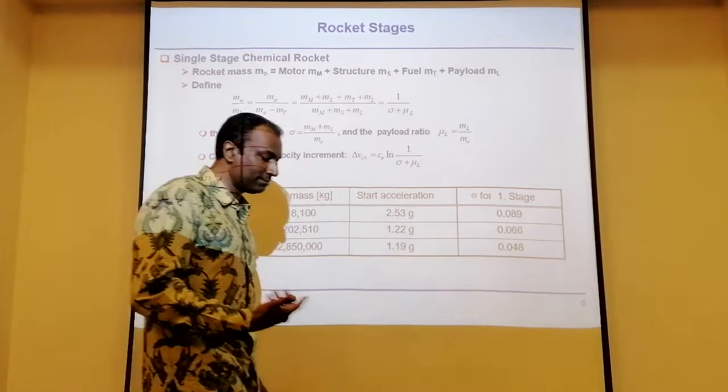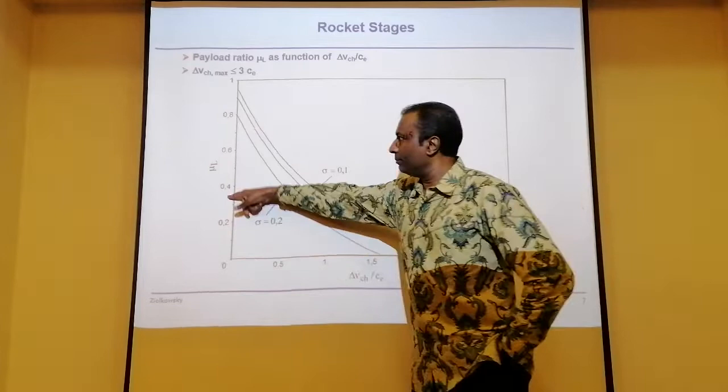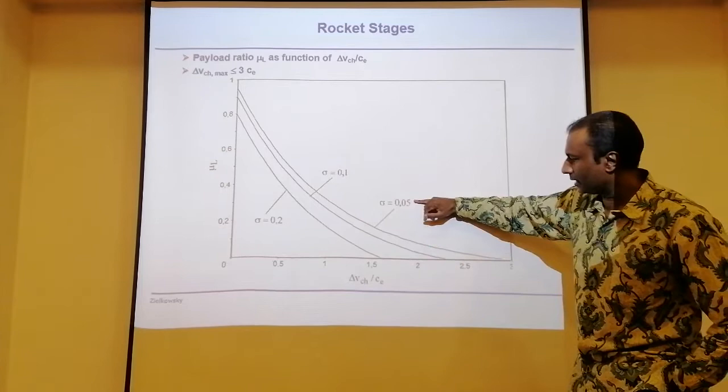Well, alright, if you look at this, this is a very good explanation of what we have discussed. What do you want? Mu L can never be 1, for sure. It's impossible. What do you want? You want basically a lower sigma. Okay.